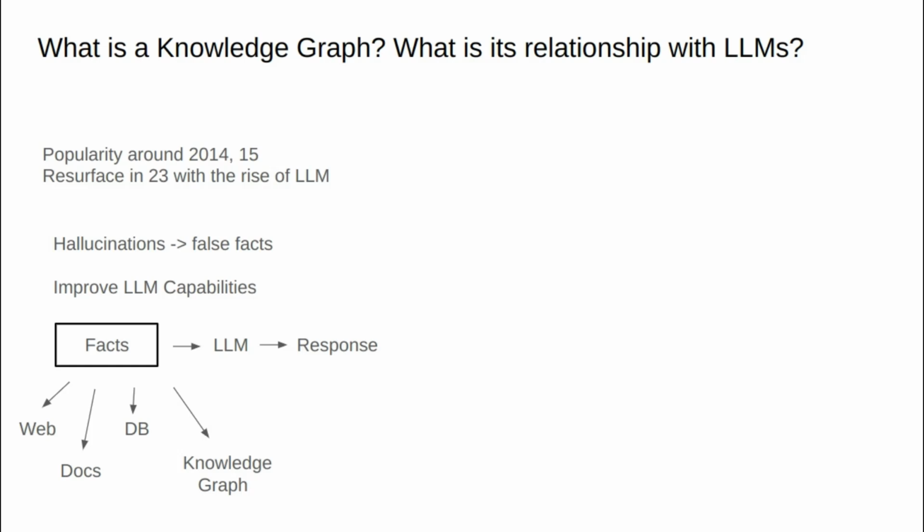Knowledge graphs can be understood as a way to store information, which we call facts, compared to other methods. The key difference of a knowledge graph is that it uses an entity relationship approach to store information. Entities refer to real-world objects such as people, locations, or companies. Relationships are the connections between these entities.